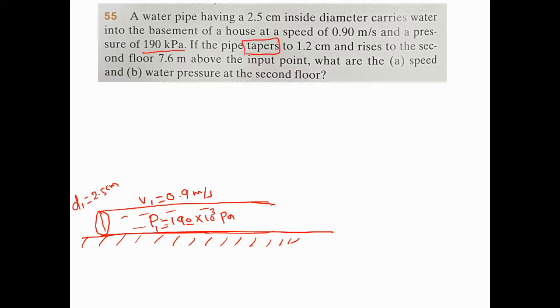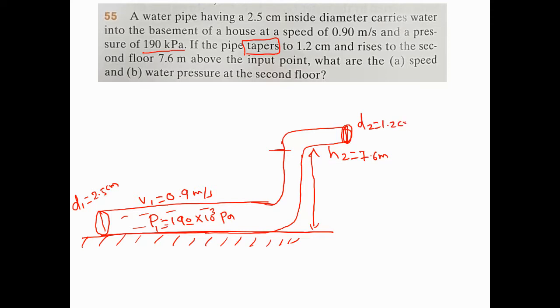If the pipe tapers to 1.2 centimeter and rises to the second floor, 7.6 meter above the input point, how much height is it going to rise? 7.6. That means this is my second floor, so this is my H2. What is that value? 7.6 meter. Now, what is this diameter? Because they clearly mentioned your pipe is tapering, that means my D2 value is 1.2 centimeter. Clear?